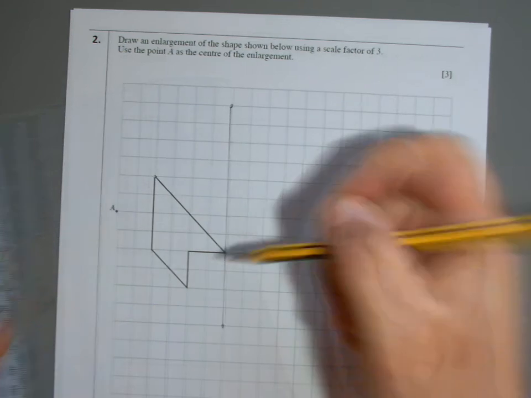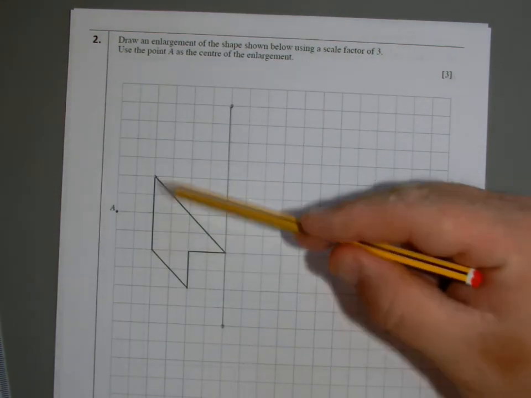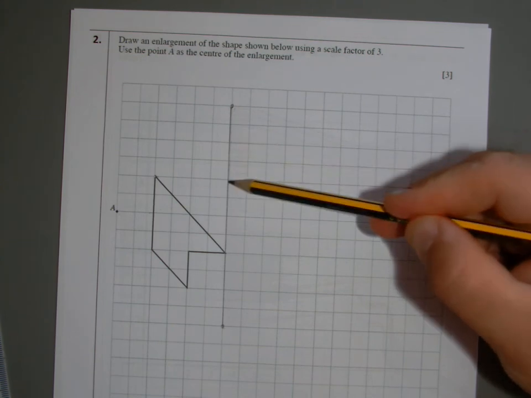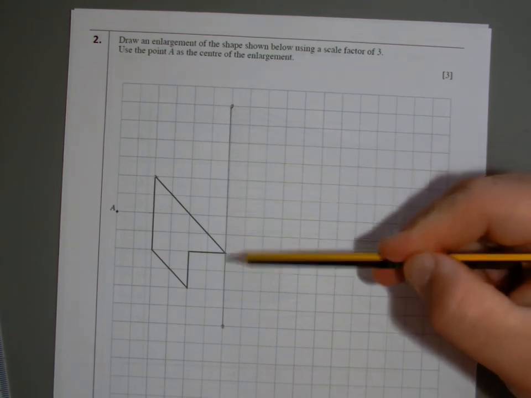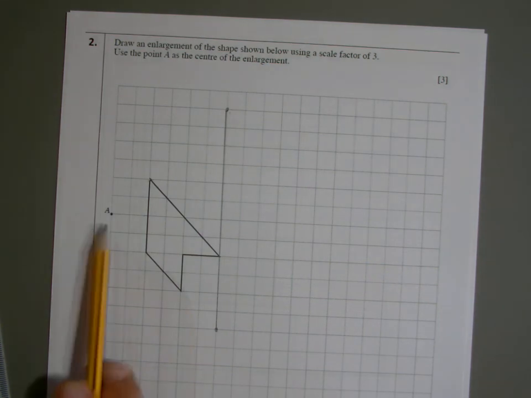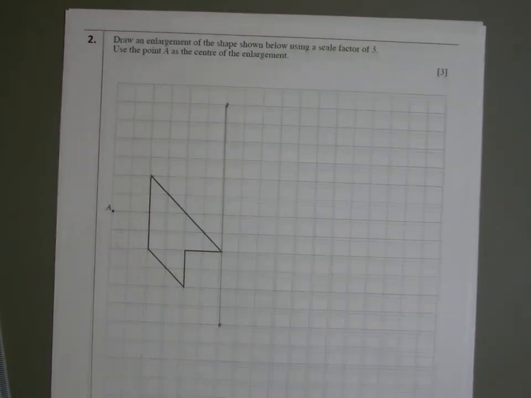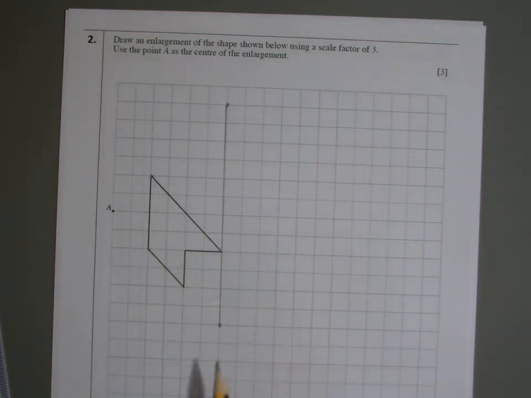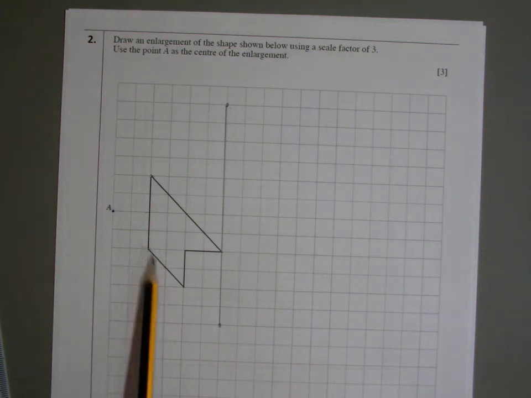And just to check, that is of length 4, yeah? So this should be of length 12. So 1, 2, 3, 4, 5, 6, 7, 8, 9, 10, 11, 12. Perfect. Now, you don't have to keep going from A. What you can do now is recreate this shape 3 times bigger, going from this line. So, for instance, now, let's just do this line here.